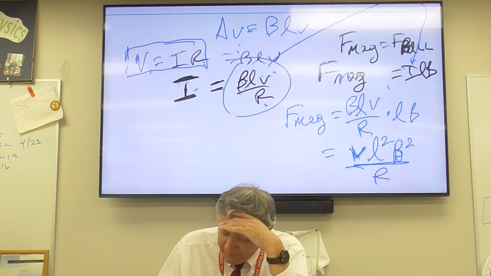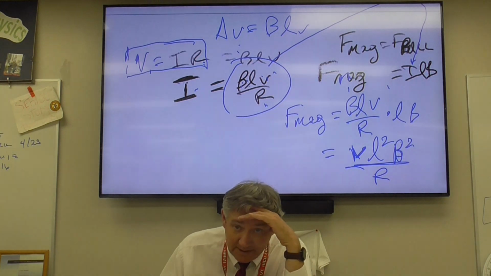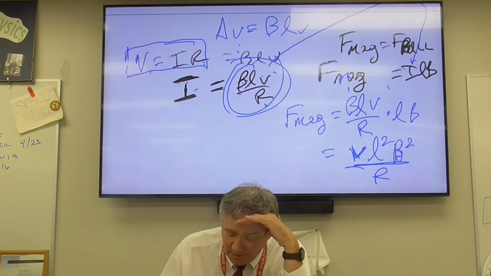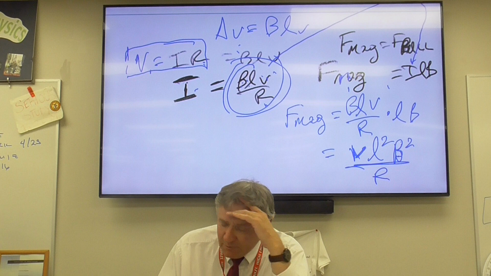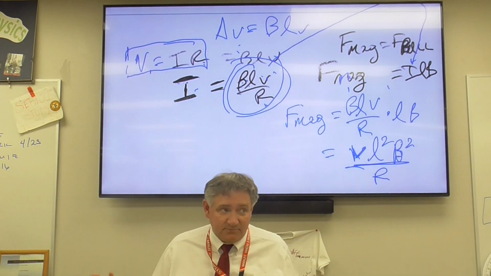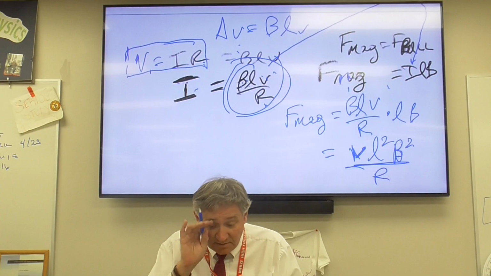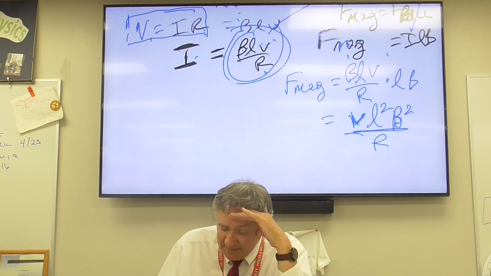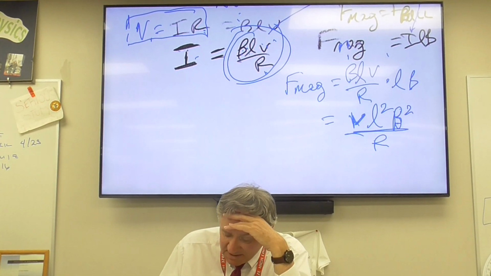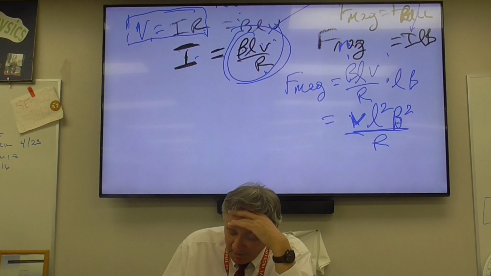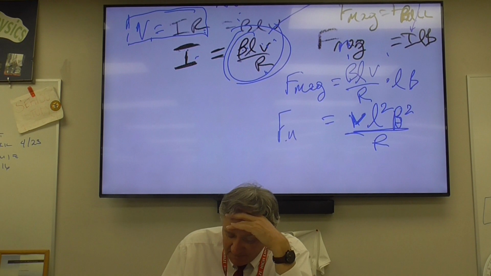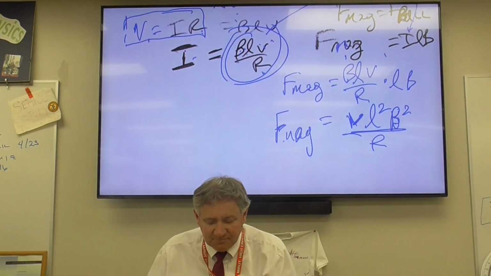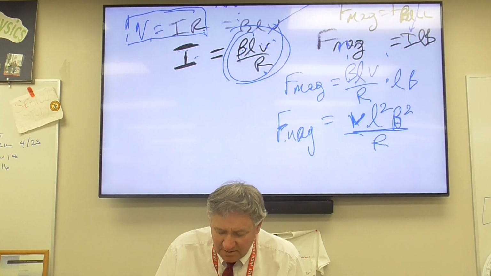Then I said, okay, well, the force from the magnet is ILB. So then I took this, BLV over R, and substituted that in for that current. It was a simple substitution. So now I've got BLV over R times LB. So if you combine these terms, you've got velocity times L squared B squared over R equals the force from the magnet.